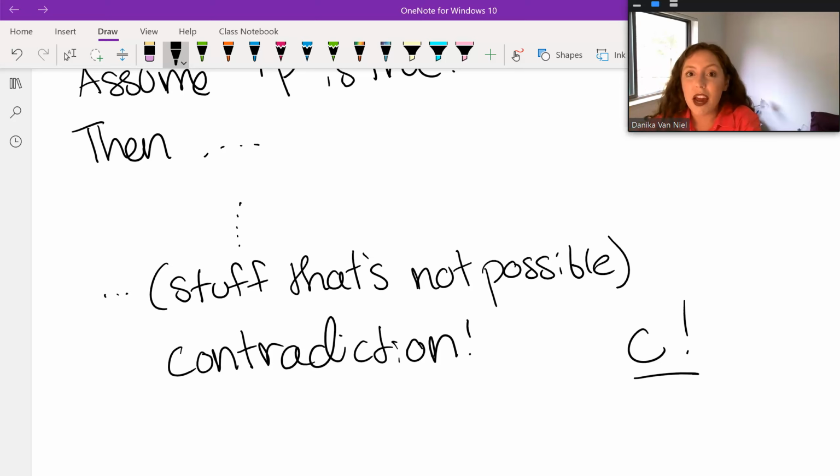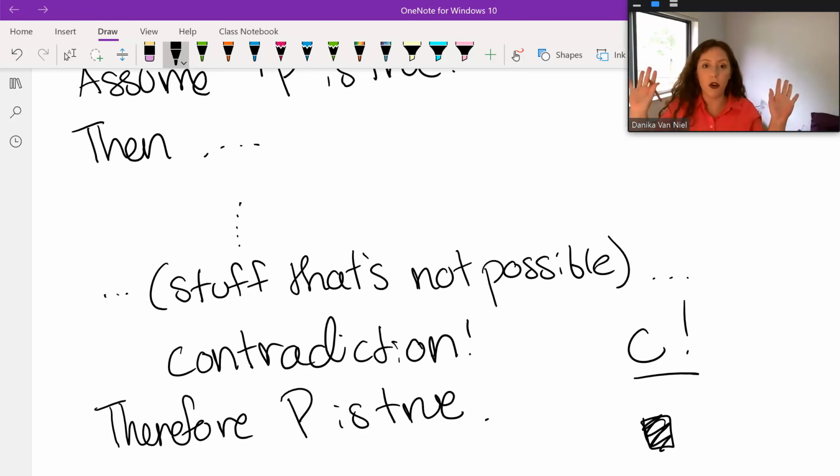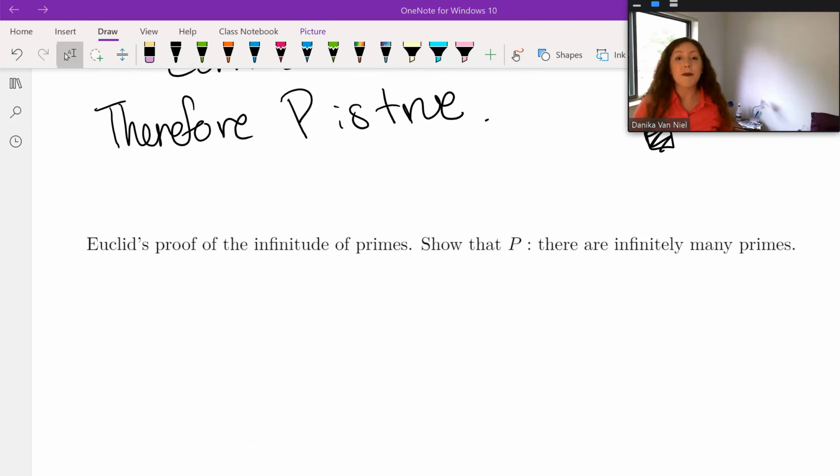Okay, so now we've said, so there's something that's not true. You say a little blurb about why it's not true, why that's not possible. And then you say contradiction. Therefore, P is true, okay? And then we're done. Woohoo! Right? Because if we showed that it's not possible for the negation of P to be true, then P has to be true.